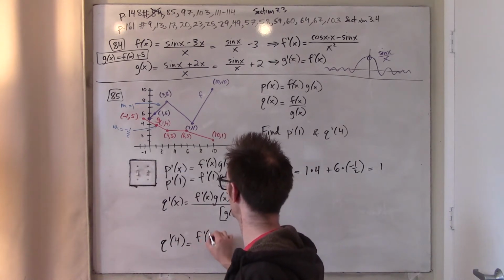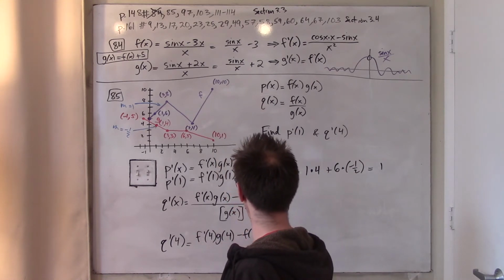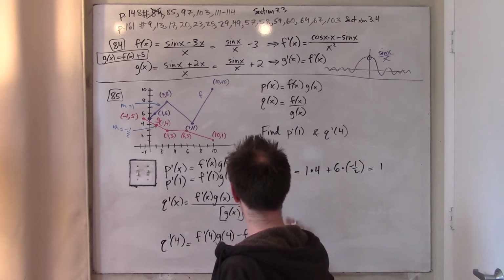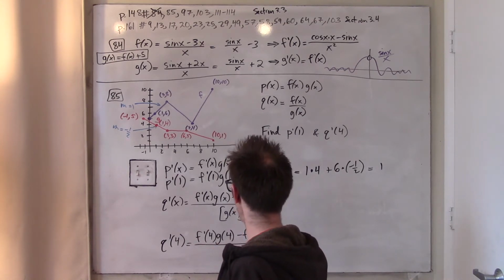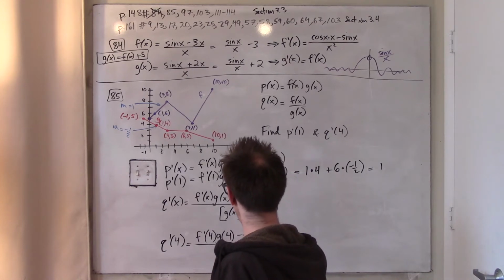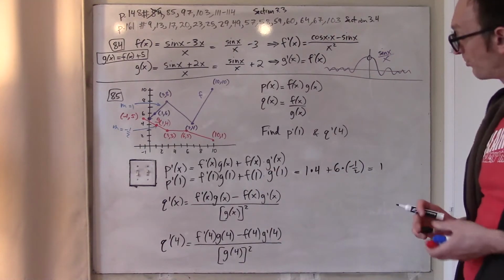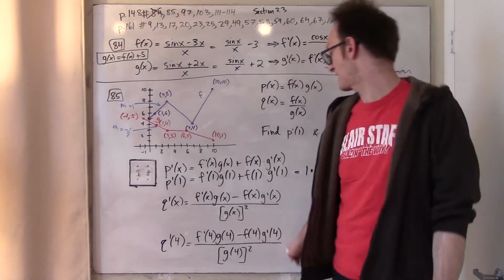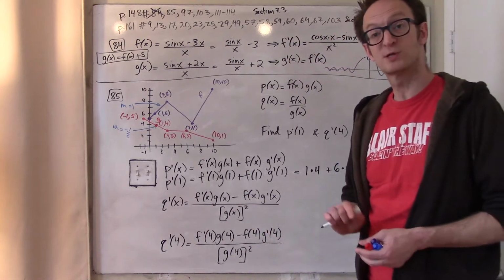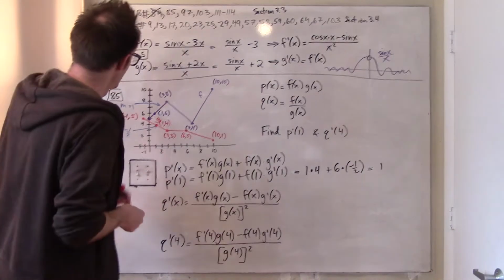So the answer to this is going to be f prime of 4 times g of 4, minus f of 4 times g prime of 4. And I guess the point of this problem is to make you put all of this together. The quotient rule enables you to find a formula for the derivative of a quotient in general. If I want the derivative of a quotient at a particular point, then these are the 4 things that I need to know in order to evaluate q prime of 4. So let's just go find them all right now.